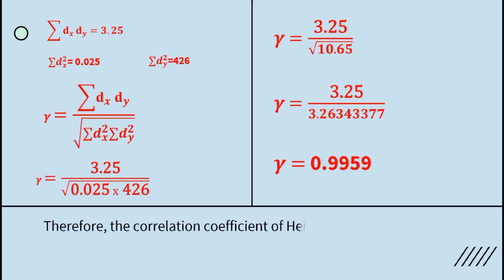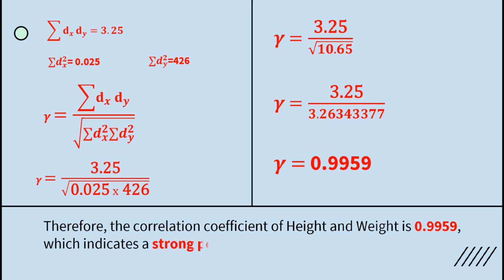Therefore, the correlation coefficient of height and weight is almost 1, which indicates a very strong positive correlation.